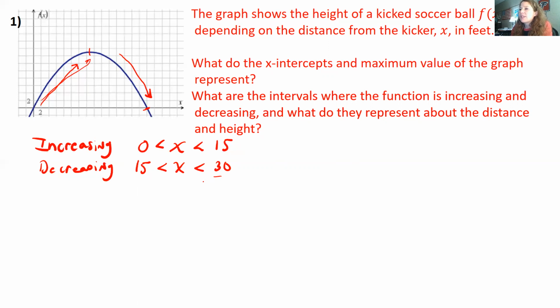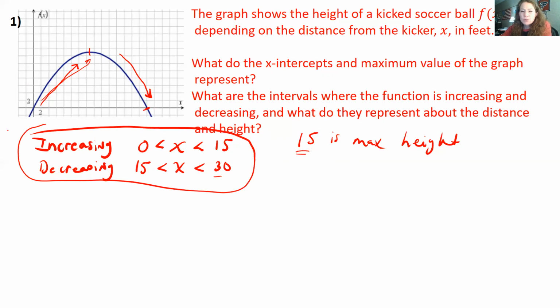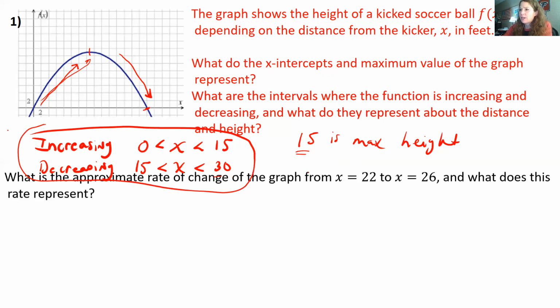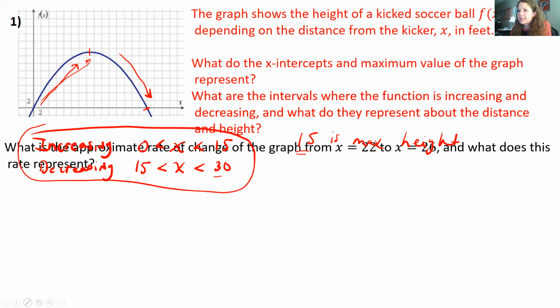And what do they represent about the distance and the height? Well, at 15 is the maximum height. 15 is the maximum height. And before the ball reaches 15 feet in height, the height is increasing, but as soon as it hits 15, the height starts decreasing, correct? All right, so here are our intervals. So hopefully, when you have a question similar to this, this will help you out, I hope so. All right, what else? Let's see.